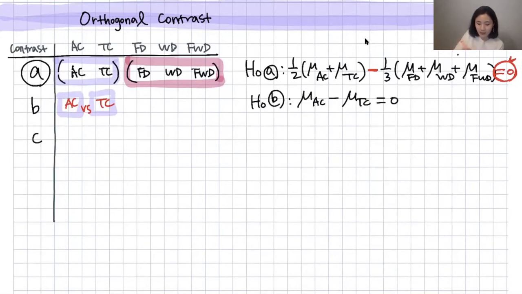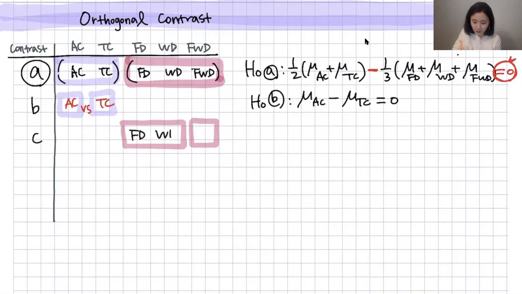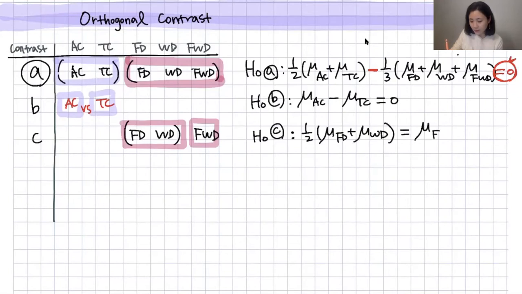And my third contrast is going to be comparing the single deprived treatment groups versus the double deprived treatment group. So I'm going to compare FD, WD versus FWD. My null hypothesis for contrast C is the average of the first two groups, mu of FD plus mu of WD, is equal to mu of FWD. We are going to keep equal 0, so I'm going to move mu of FWD to the left and connect them with a minus, equals 0.